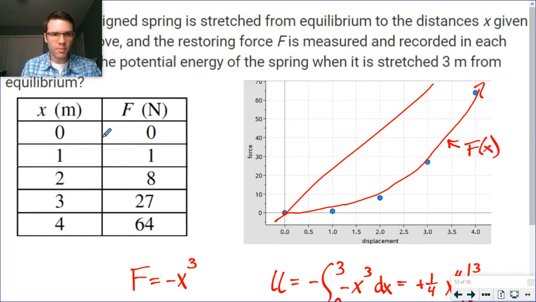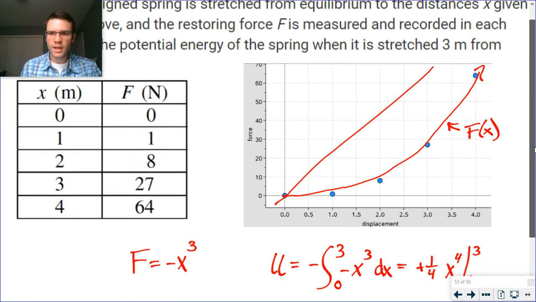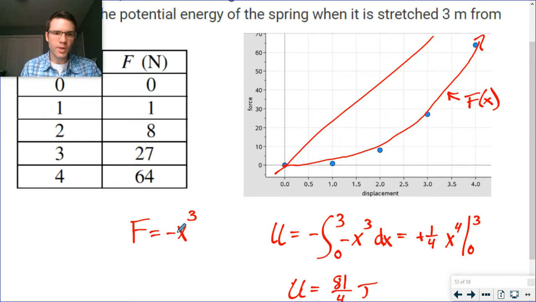Well, you could probably figure that out by looking at your numbers here. You could plug it into a calculator. But 2 cubed is 8, 3 cubed is 27, 4 cubed is 64. So our force is related to our displacement by a cube relationship. And then we need to put a negative in here. Again, if you stretch a spring, as I stretch it to the right, it's going to have a force that goes to the left. If I stretch it to the left, it'll have a force that goes to the right. And that's what the negative is here.